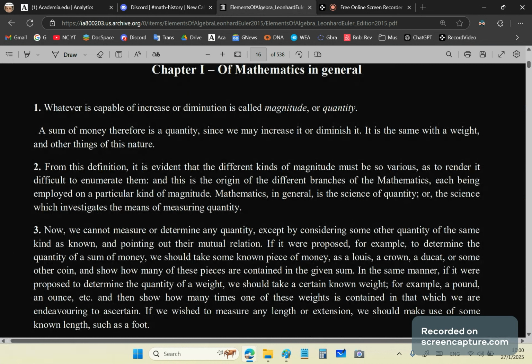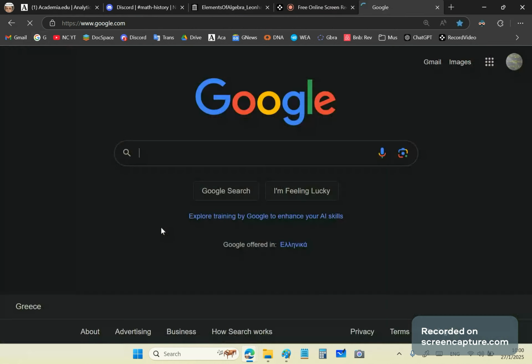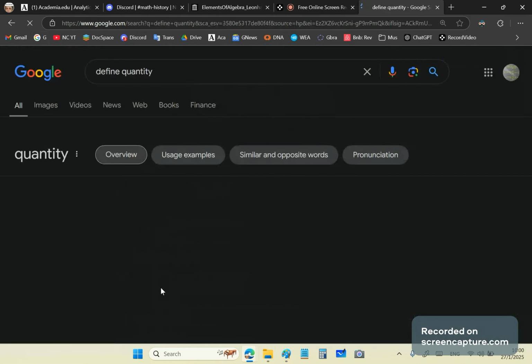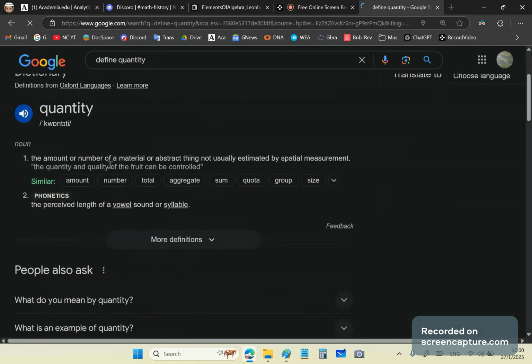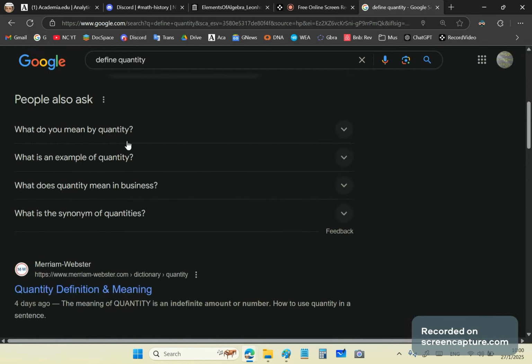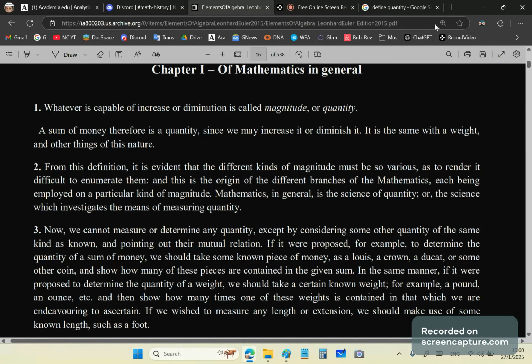So then he says the sum of money, therefore, is a quantity, or rather, I would say a magnitude, not a quantity, but they mean the same things, don't they? If we go to Google and we say define quantity, let's see, it says the amount or number not usually estimated by spatial measurement. So it means it's probably not measured by number. Okay, so anyway, let's not waste time on that.